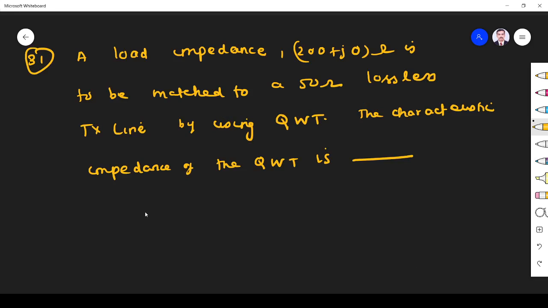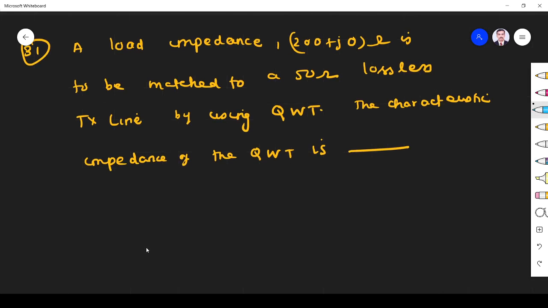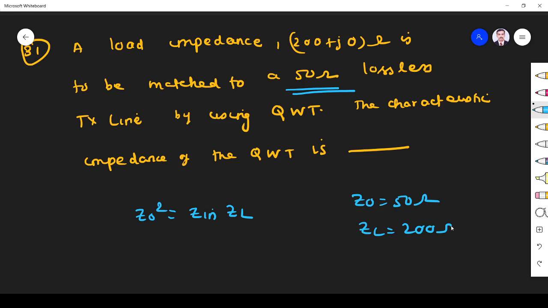The next question: a load impedance of 200 plus j0 ohm is to be matched to a 50 ohm lossless transmission line by using a quarter wave transformer, QWT. They are asking for the characteristic impedance of the quarter wave transformer. We know for a quarter wave transformer, Z0 squared is equal to Zin into ZL. The load impedance and characteristic impedance are given.